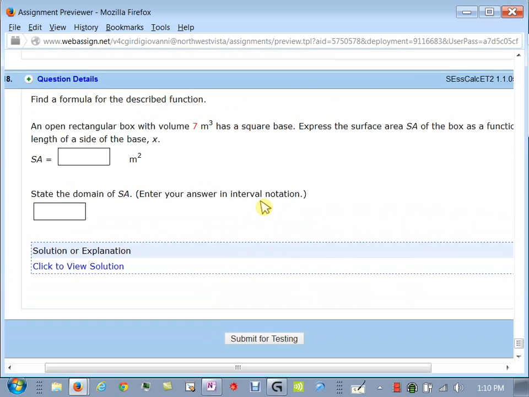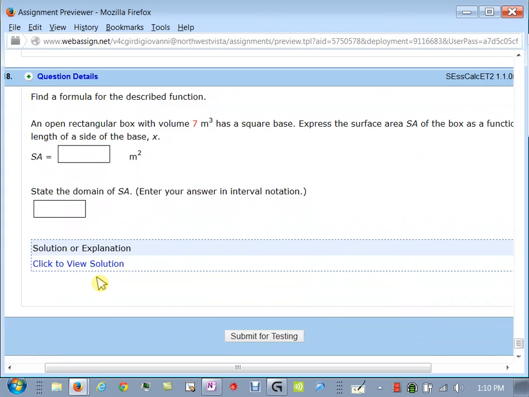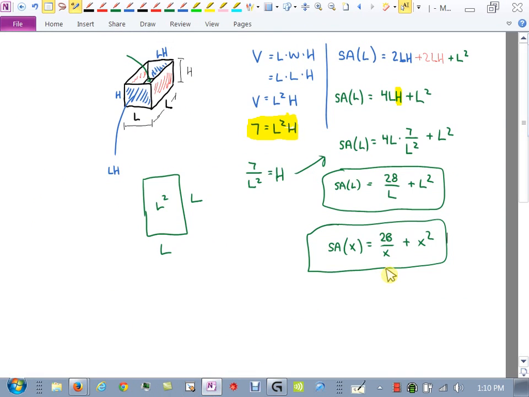Is that it? Oh, the domain. Okay, let me talk about domain. Well, in order for this to be defined, X can't be 0. But that kind of makes sense because this thing had volume, which meant that we had to have some length here to have volume. So our domain would be, in this one, L must be greater than 0, and here it would be X is greater than 0.